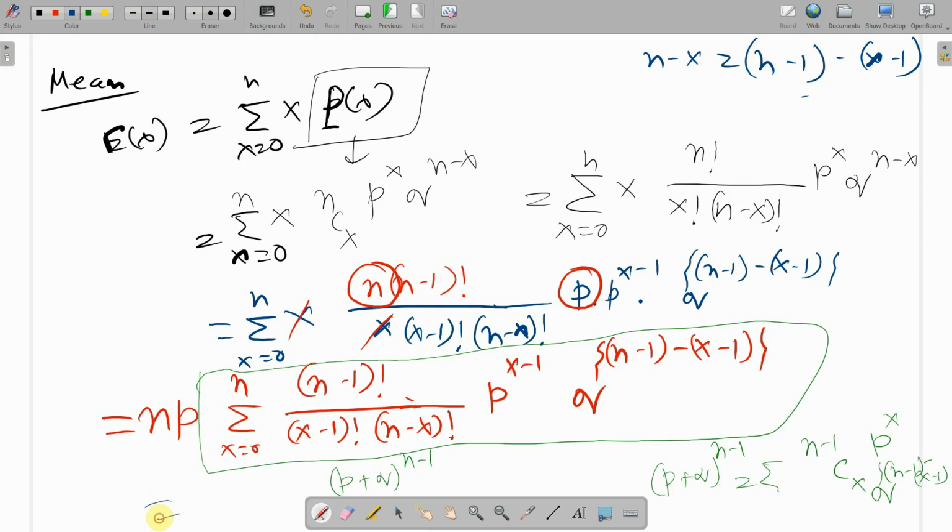अभी बोलो. If you did not understand, just let me know. So I can write this is np multiplied with p plus q to the power n minus 1. Now class, tell me, I'm asking you, what is the value of p plus q? Tell me. 1. So this value will be 1. Then I'm having the mean value from the binomial distribution, E equals to np. Clear? Like this fashion I'll be solving.